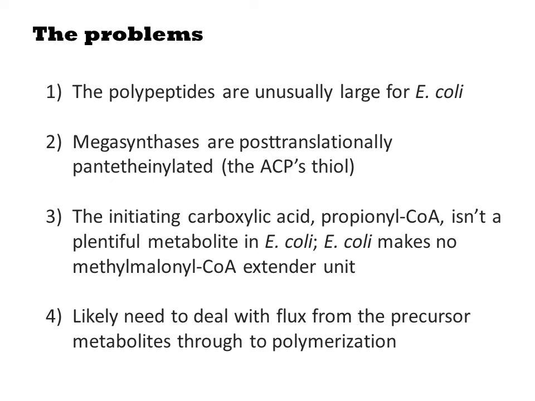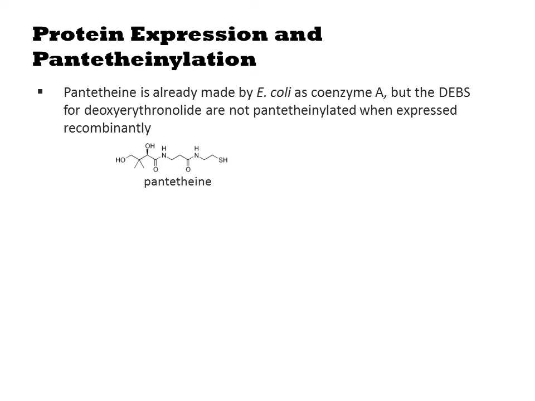The methylmalonyl-CoA extender unit isn't made in E. coli at all, so pathways would need to be added to provide these. Finally, E. coli doesn't naturally produce anything from propionyl-CoA or methylmalonyl-CoA, so it's unlikely that the cell's primary metabolism is optimum for their production. Flux through these precursors would likely need to be optimized by the usual means of promoter switches and genome knockouts.